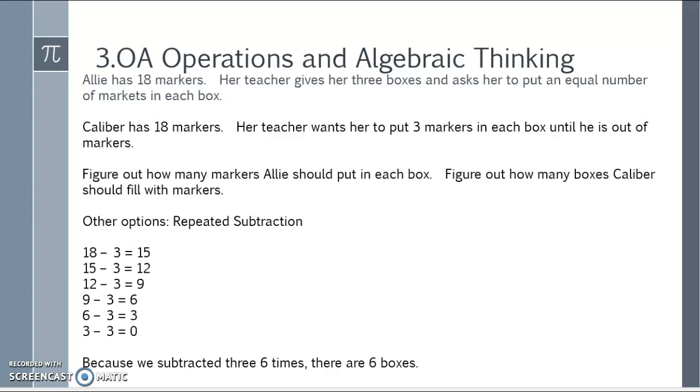Because we subtracted 3 six times, there are 6 boxes. And we could keep track of that by the thought process of doing all that in our head, or by counting on our fingers how many times we're subtracting by 3.